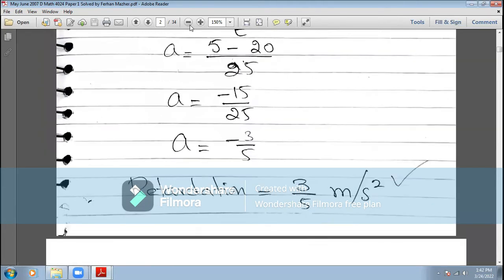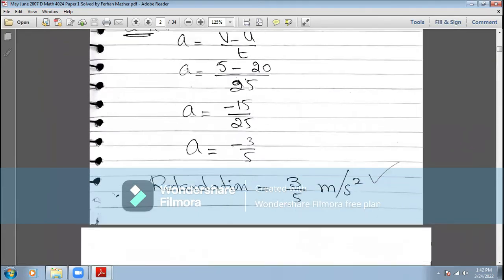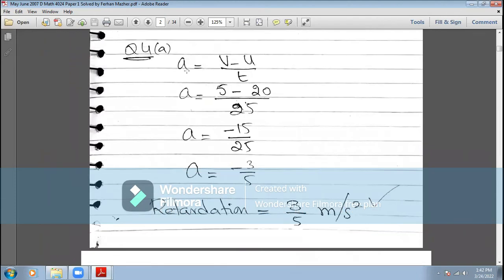Let me show you the whole question so you can see the whole thing. So the whole question is showing up on your screen. I hope you understand this question. Just remember this formula, okay?